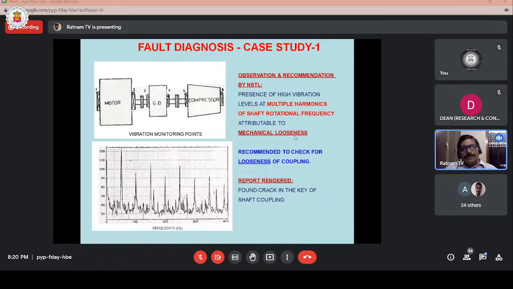So they reported to us that they found a crack in the key of the shaft coupling. When they replaced it, the vibration levels came down.